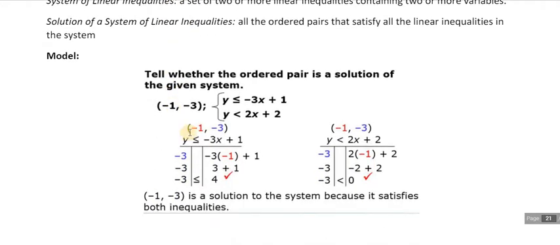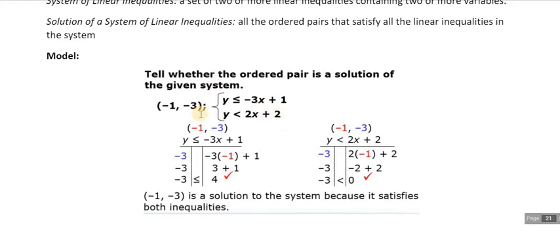So the first couple examples, we're just asking to determine whether a given ordered pair is a solution to the system. So we have a system of linear inequalities. In order for our ordered pair, x comma y, to be a solution, we must be able to plug it into both of the inequalities and make both of them true. If it makes one or the other false, then it's not a solution.